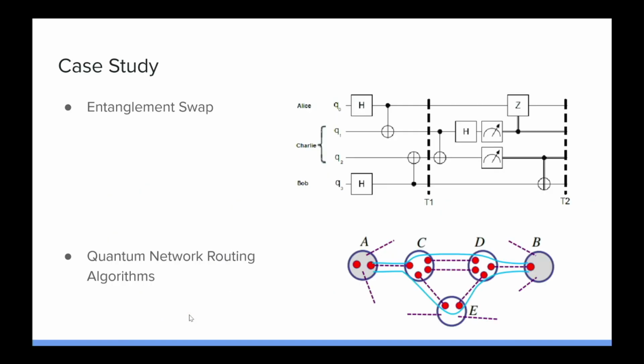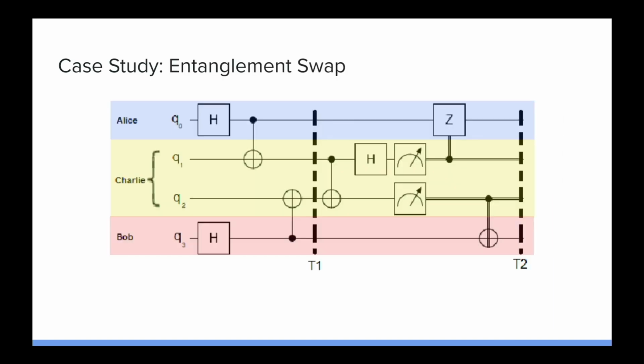So we've been trying to use our quantum abstract machine to define several quantum network protocols, such as entanglement swap and some quantum network routing algorithms. And here I'm just going to give you a brief introduction of how we define the entanglement swap, to give you a little more taste of how QAM works. What entanglement swap is trying to do is create a Bell pair between Alice and Bob, but due to some limitations, we can't do it directly, probably because they're too far away. So they rely on a third party, Charlie, to help them.